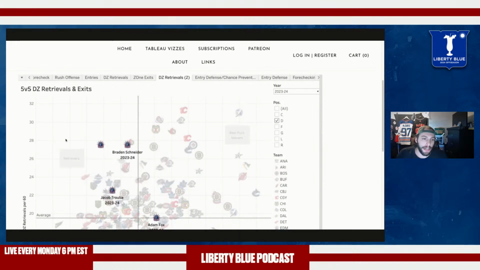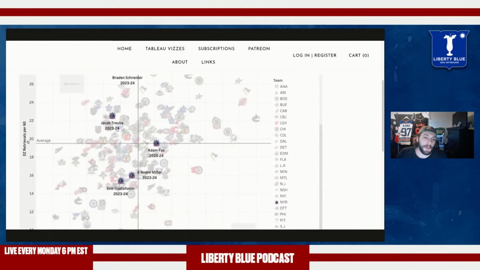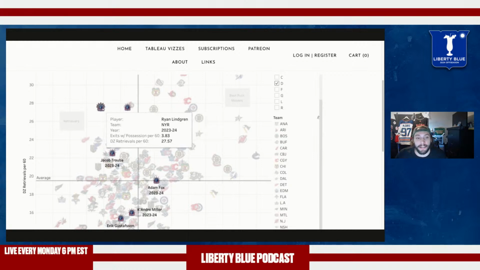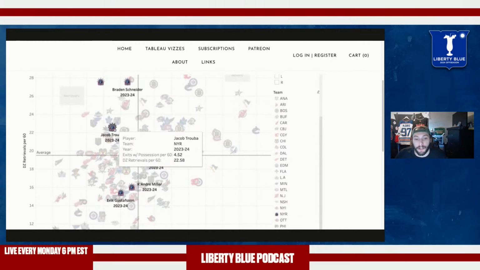Schneider, Lindgren. Okay. Retrievals per 60. This just means having to go get the puck. This does not mean exiting with possession. This does not mean winning the puck. That is just how many times do they have to go get it. You see, teams are dumping in and Schneider goes to get it. Lindgren goes to get it. Trouba goes to get it. Breaking out, Fox, Miller, Gustafsson.